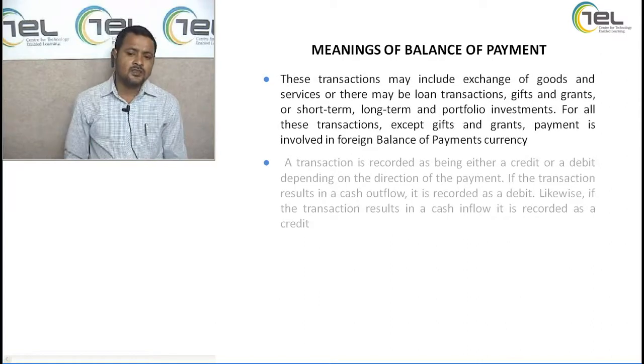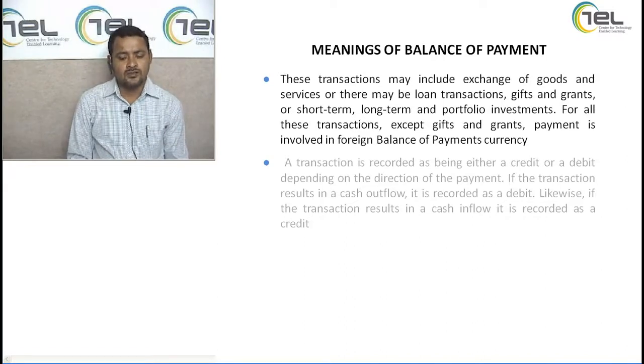These transactions include exchange of goods and services. There may be loan transactions, a particular country taking a loan from one country or making a repayment, gifts and grants received from other countries as help for building infrastructure, short-term and long-term and portfolio investments.